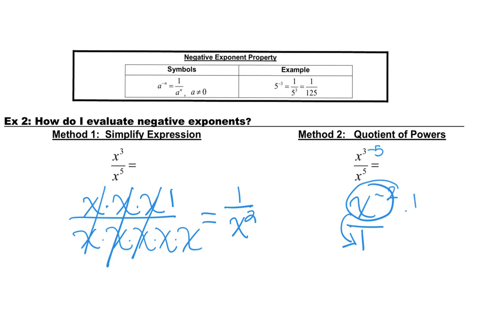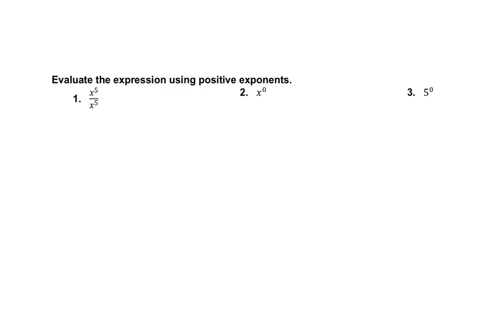So I flipped it and I have 1 on the top and I have the x squared on the bottom. And notice, you have the same answer for both of these. All right, so let's go ahead and take a look at what we have here. So for number 1, we have x to the 5th divided by x to the 5th.